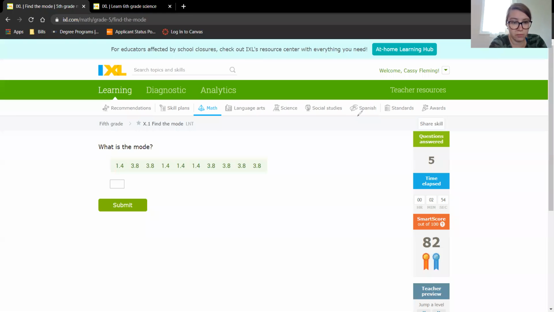So we have 1.4 once, 1.4 twice, 3 times, and 4 times. 3.8, 1, 2, 3, 4, 5, 6. 3.8 occurs 6 times. That means it occurs the most often. That's the biggest number we have down there. So our mode is 3.8.